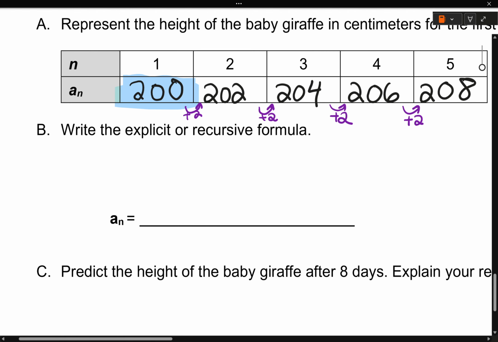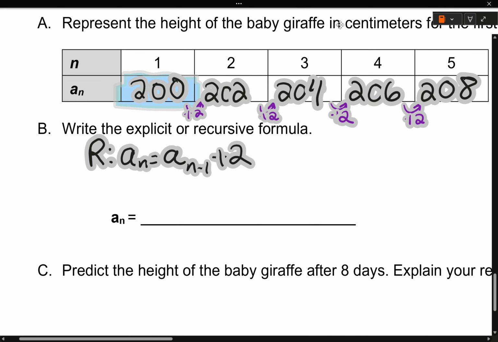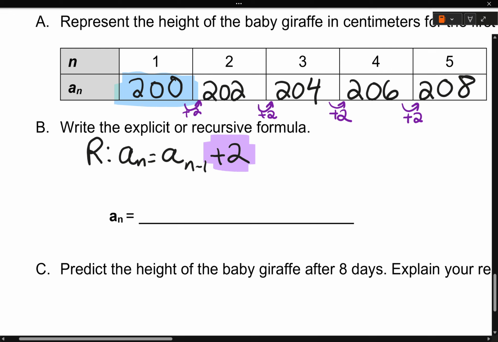For letter B, we're going to write the explicit or recursive formula. Now, since I'm giving you the choice, I'll show you both. I personally like the explicit better, but whatever floats your boat. Here's the recursive: an equals an minus 1 plus 2.